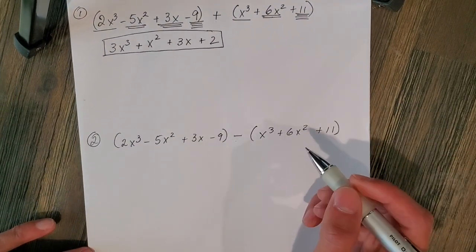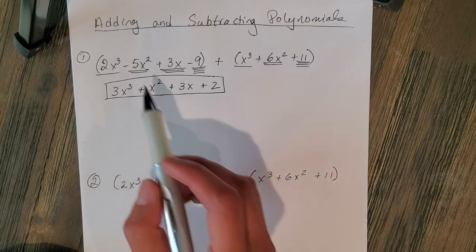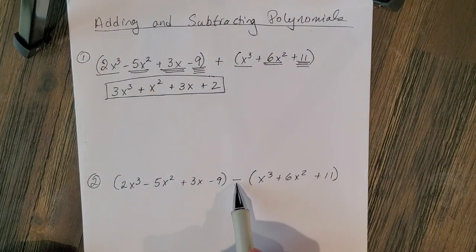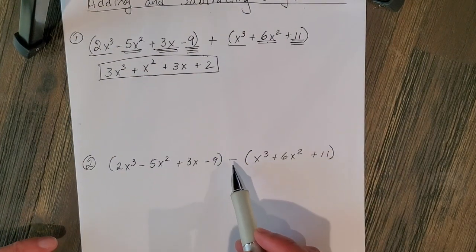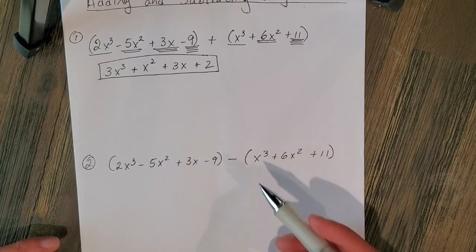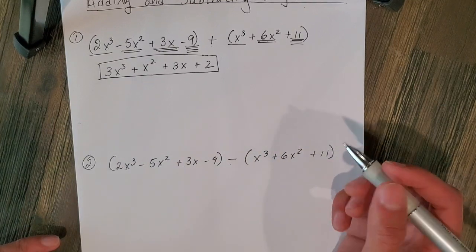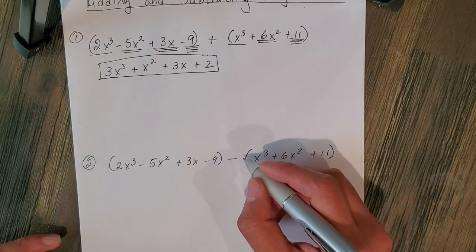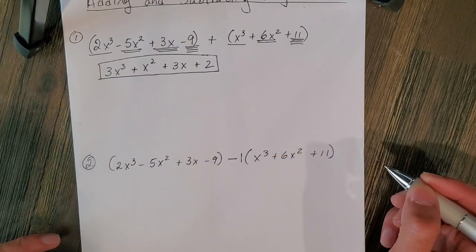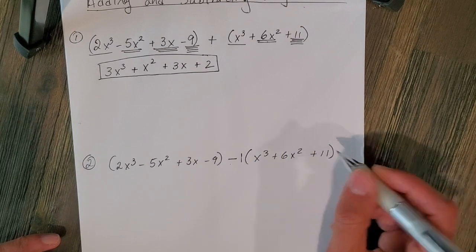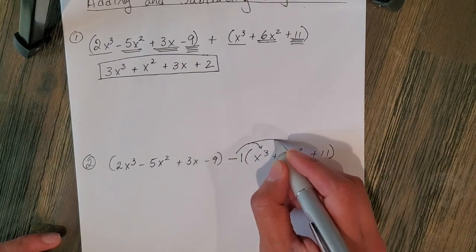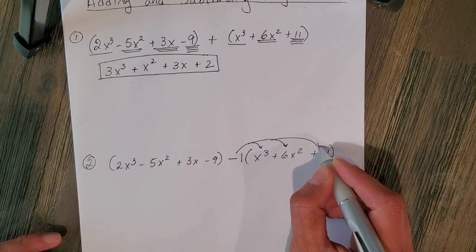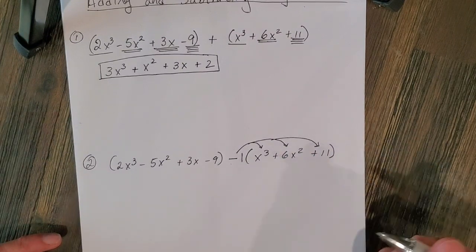Next example. Notice here I have the same polynomials, but this time they're going to be subtracted. Whenever you have subtraction in between 2 polynomials, you have to do one extra step. And what that means is you're going to have to distribute the negative here. Now think of this as a negative 1 in front of the polynomial. So I need to distribute to each term inside. I need to go ahead and distribute the negative 1. So let's go ahead and do that first.